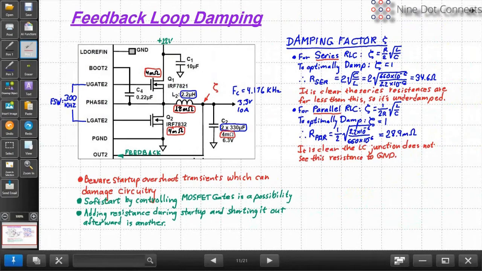So you need to worry about it. It may not matter if it's running into a heater or something, but if it's running into an IC, that could be terrible. You may need to have clamps on it, or better yet, use some better things. For example, soft start by controlling MOSFET gates to where you turn it on slowly. Or you can add a resistance during startup and then short it out afterwards. Series resistance basically blocks some of it, and then you switch it out after things come up and get close to charge.